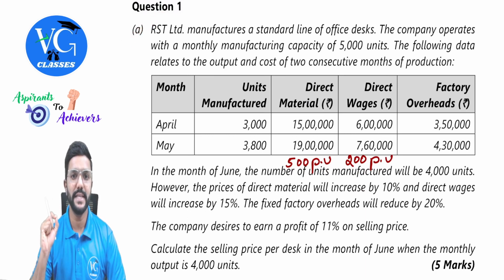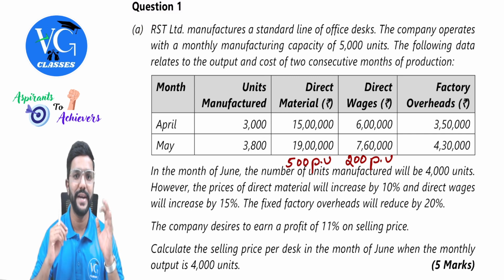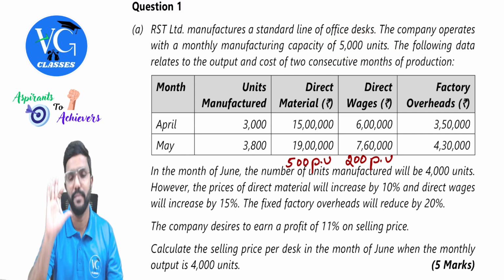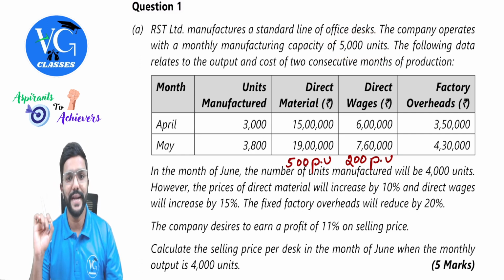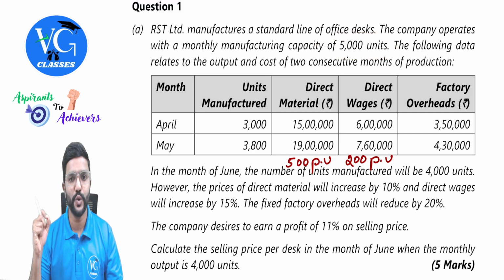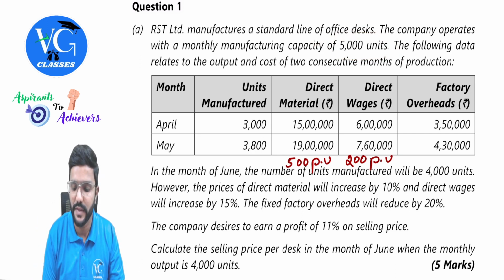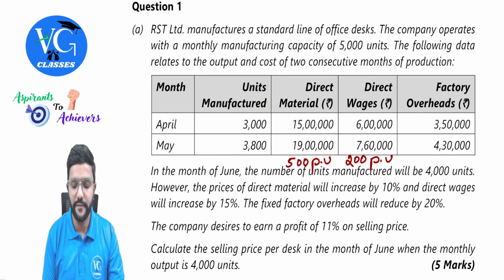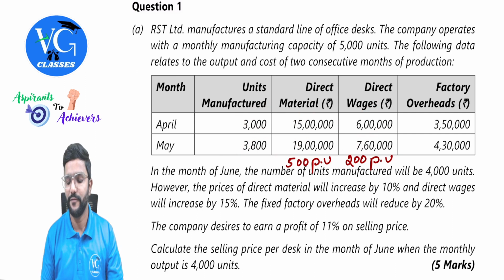Sub-question A. RST Limited manufactures a standard line of office desks. The company operates with a monthly manufacturing capacity of 5,000 units. That is the maximum capacity per month. The following data relates to the output and cost of 2 consecutive months of production. They have given the data for April and May. Units manufactured are 3,000 for April, and for May it is 3,800. Direct material is 15 lakh and 19 lakh. Direct wages 6 lakh and 7 lakh 60. Then factory overheads 3 lakh 50 and 4 lakh 30.